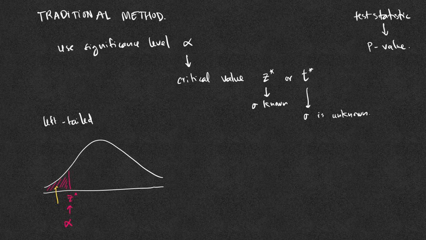Again, this is what we call the rejection region. And for the left tail test, this means any test statistic z or t that is less than z star, we would reject the null hypothesis.